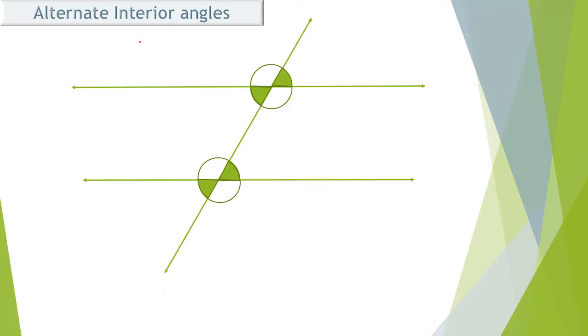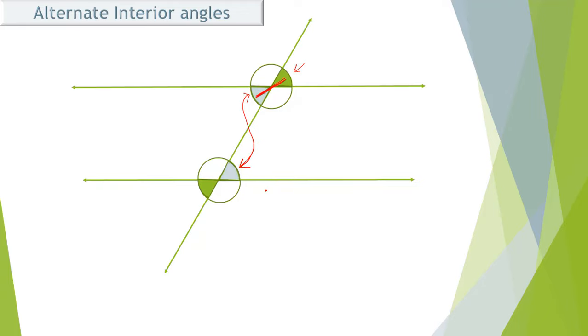Alternate interior angles. Now you have to consider one more thing. You know that these two angles are corresponding angles. They are congruent. And this angle is also congruent with this angle. They are vertical angles. So these two angles are also congruent, but they have special name.